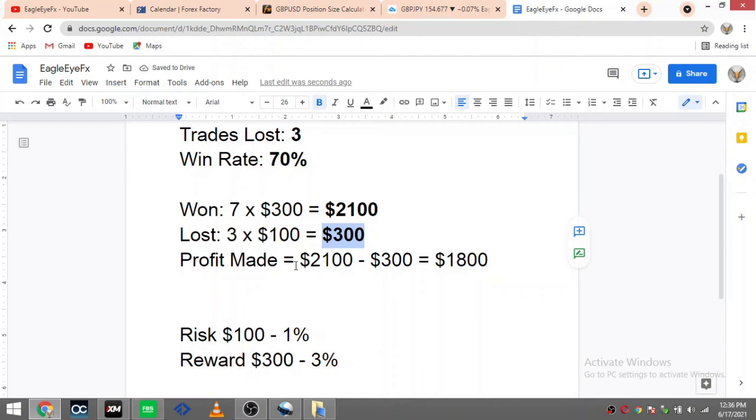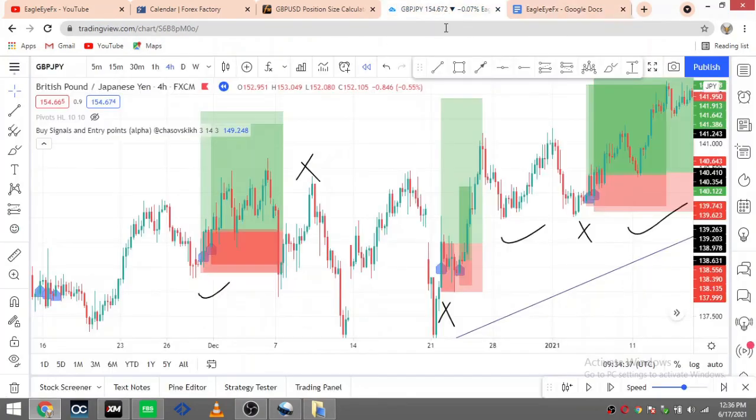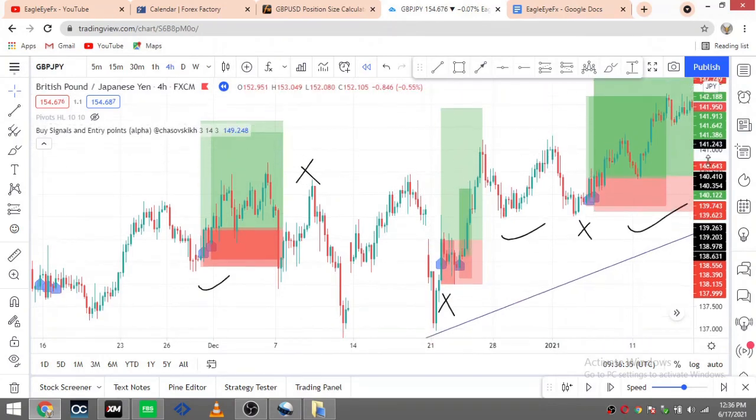So how much profit do we make? It's going to be this 2,100, then we subtract the 300. These were the wins, and then we lost $300, and our overall profit made was $1,800. So you can see, you must follow risk management. All right, guys, you must strictly follow your risk management if you want this indicator to work for you. And another thing is that you must be on a market that is trending, a market that is on an upward trend.